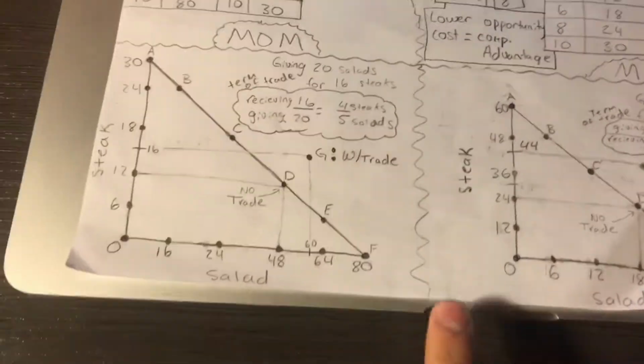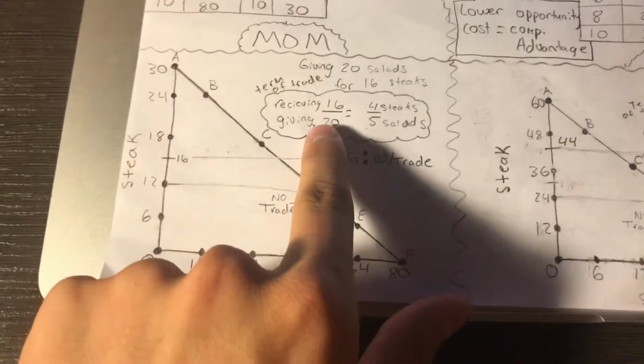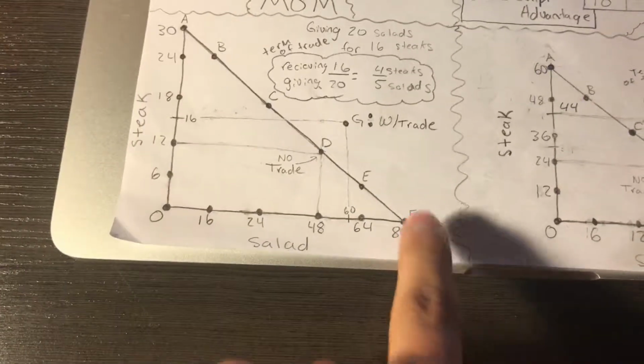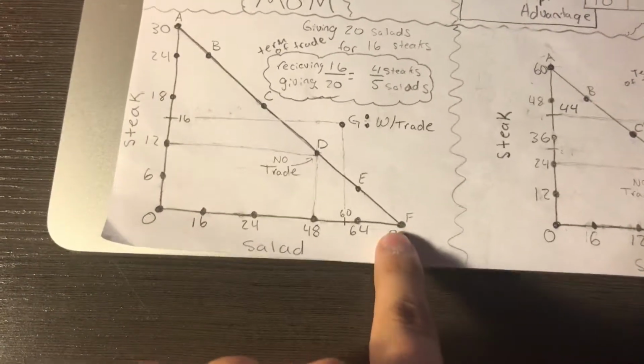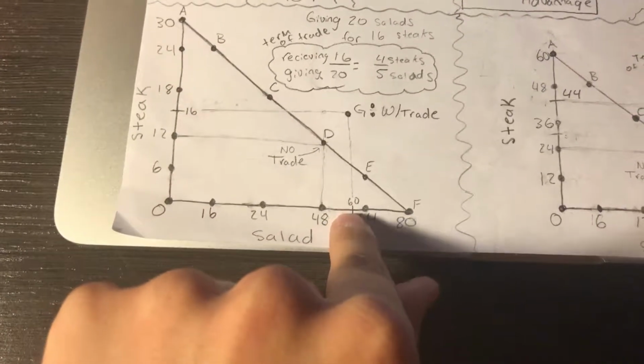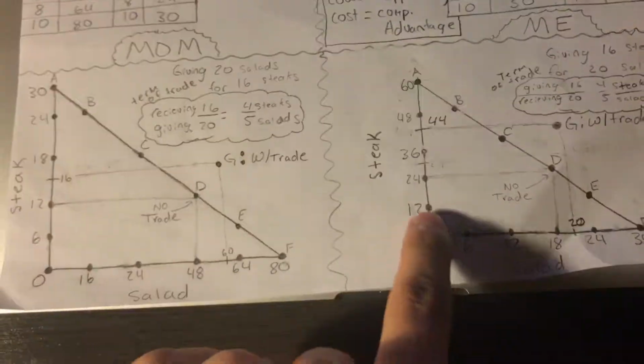So when we look at here the points, I actually chose to trade 20 salads for 16 steaks. So my mother, if she would produce 80 salads, she would lose 20. So that puts her here at the 60 point. And she would gain 16 of my steaks, which puts me at 44 steaks.